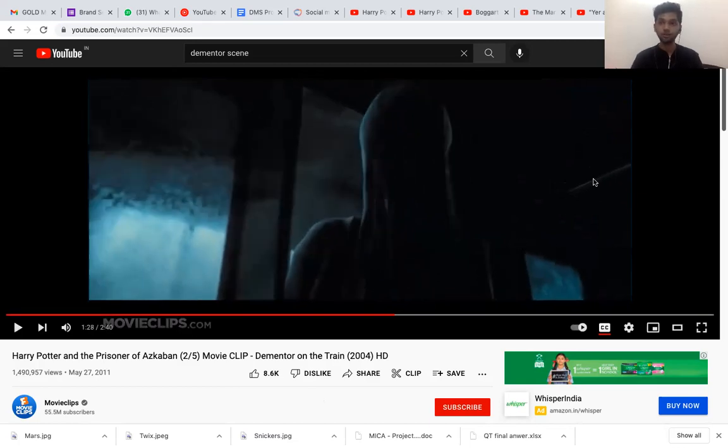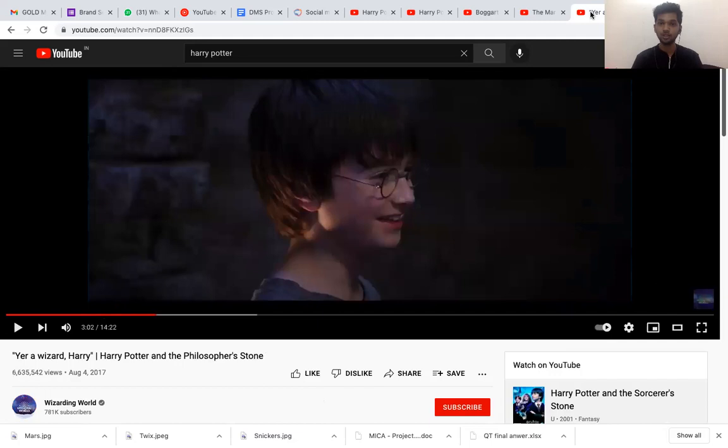Okay, so in both these scenes you see over here, the color scheme is totally different. That's why we're speaking about the color scheme first. So we're denoting a shift in character.